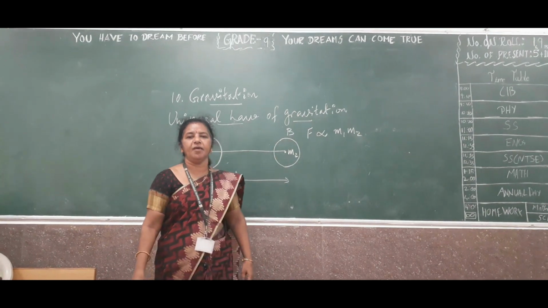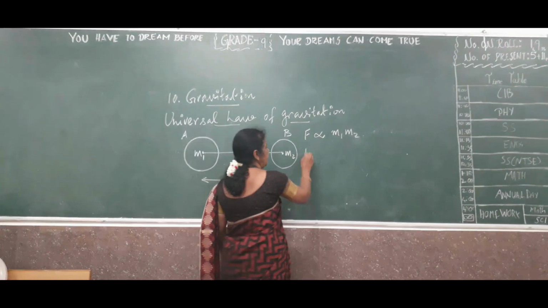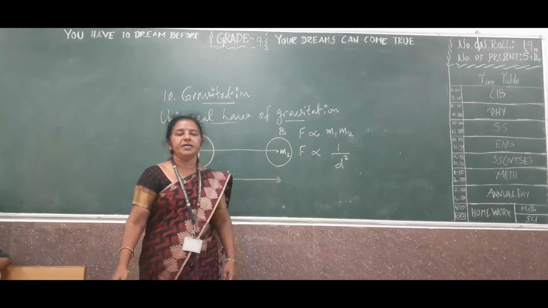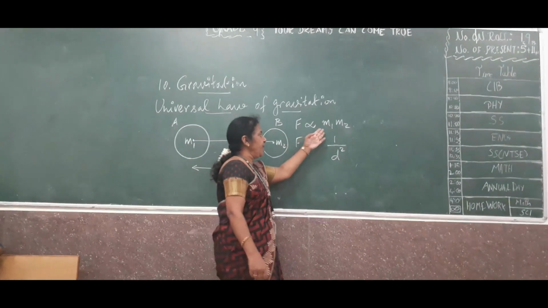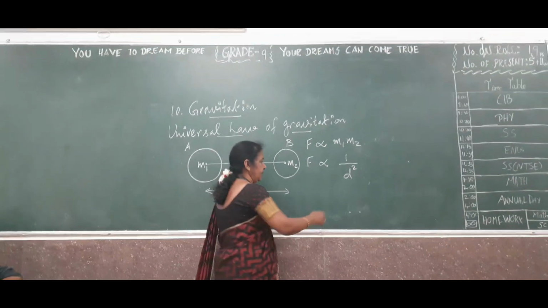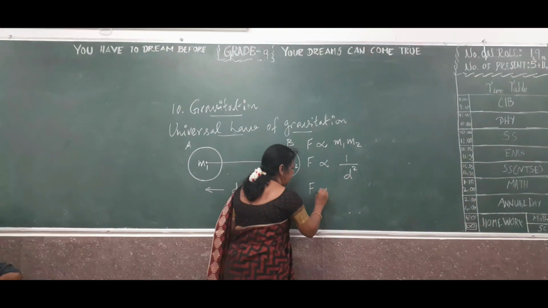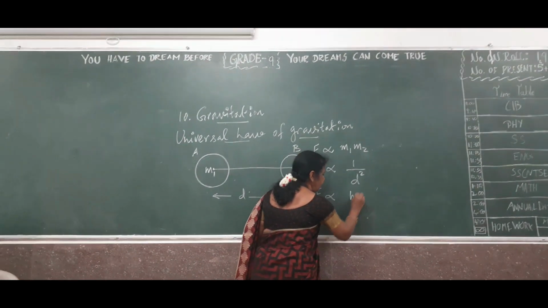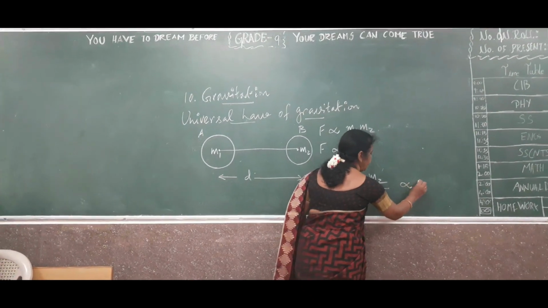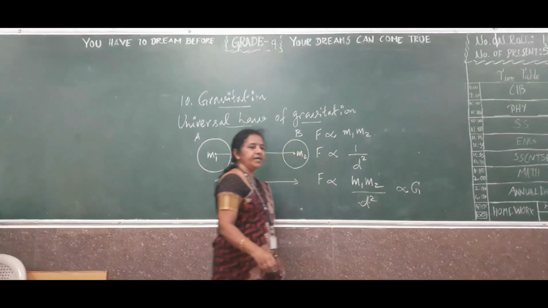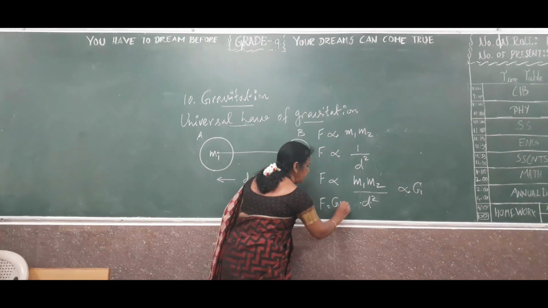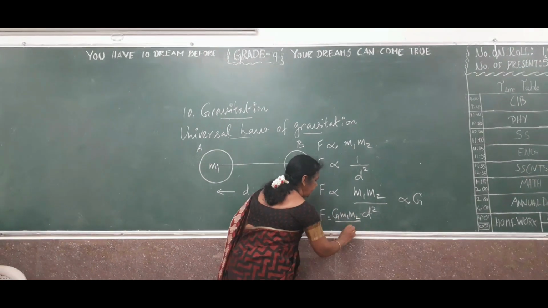The product of masses, that is m1 and m2, and it is inversely proportional to the square of the distance between them. So it is directly proportional to the product of masses, and inversely proportional to the square of the distance between them. Therefore, it can be written as F is directly proportional to m1 m2 divided by d square. Always you will have a proportionality constant, here it is called G, the gravitational constant, so it can be written F is equal to G into m1 m2 divided by d square.